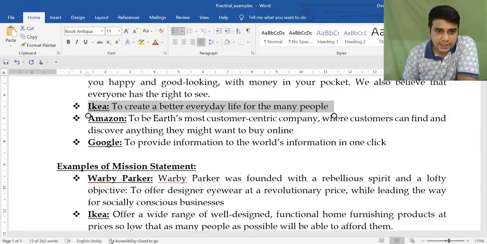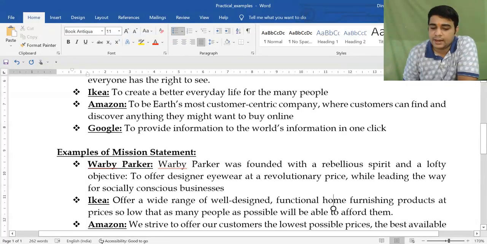IKEA's basic vision statement is very simple: to create a better everyday life for many people. Now, this may not clearly tell exactly what they are currently doing, but their vision statement is very clear. They want to create a better life, and in their mission they will say what they are currently doing.